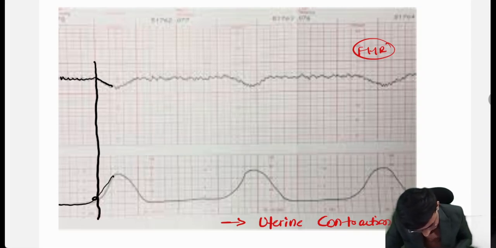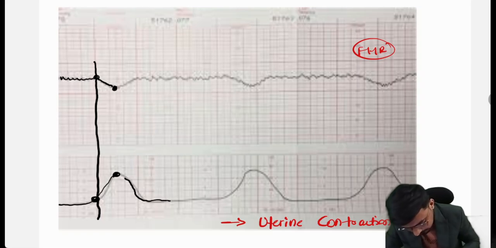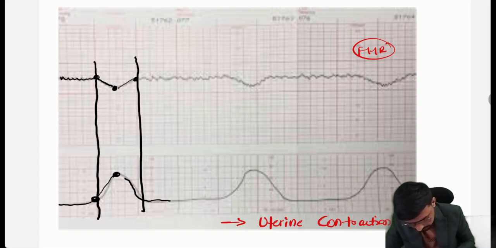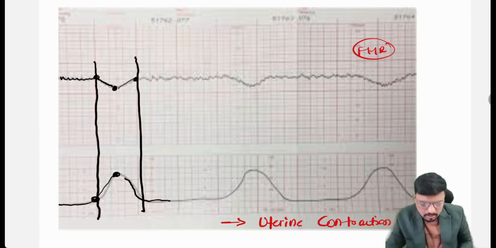At the beginning of the uterine contraction, the fetal heart rate starts to decrease. When the uterine contraction is at its peak, the fetal heart rate is also decreased to its maximum low level. When the uterine contraction starts to decrease, the fetal heart rate goes back to normal. Again we get the mirror image. This is what we call early deceleration. This is how we have to identify it.